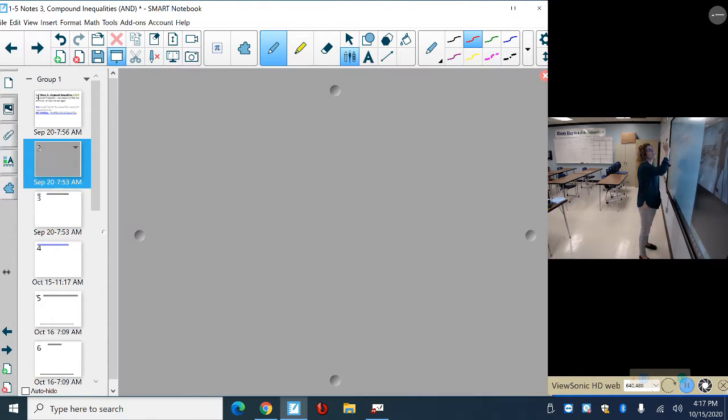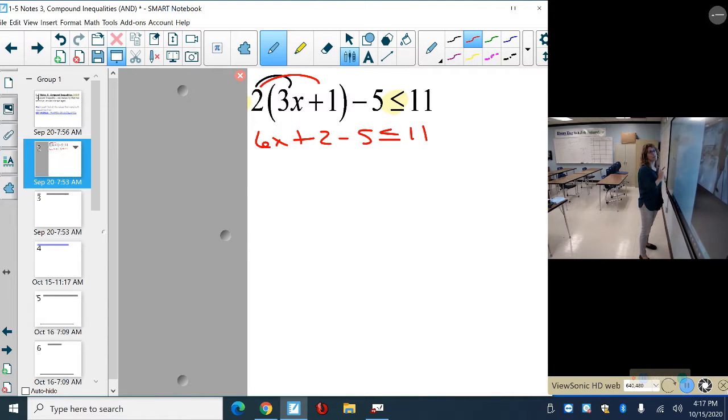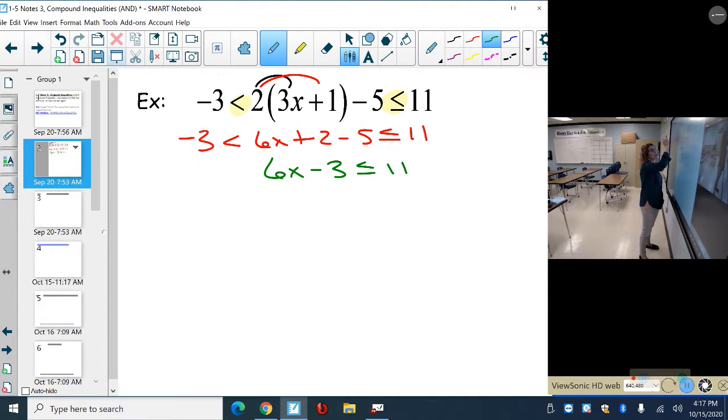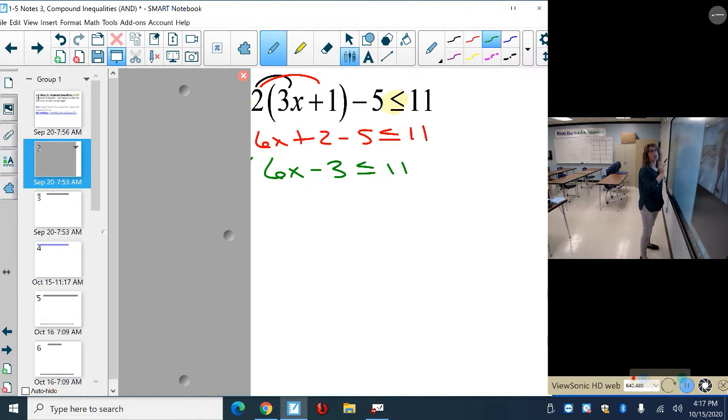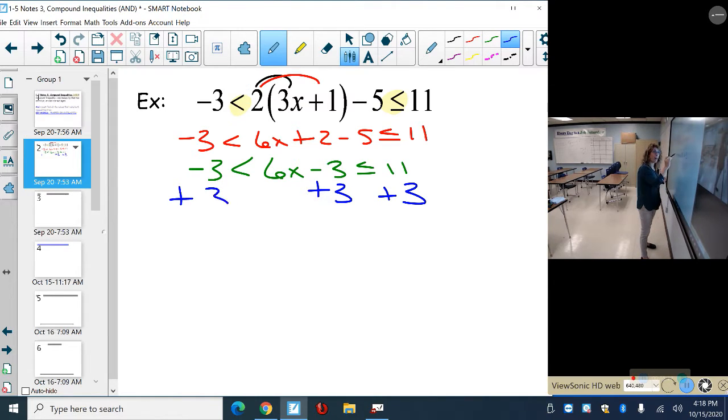So again, what if I were to have just this? You would combine like terms. So you'd have 6x minus 3 is less than or equal to 11. So again, you are simply going to drop down the negative 3. Make sense? So now, if you were to have this problem, what would you do? You would add 3 to the left, but you're going to add 3 to the left, the middle, and the right now. So we're going to do two problems at one time.